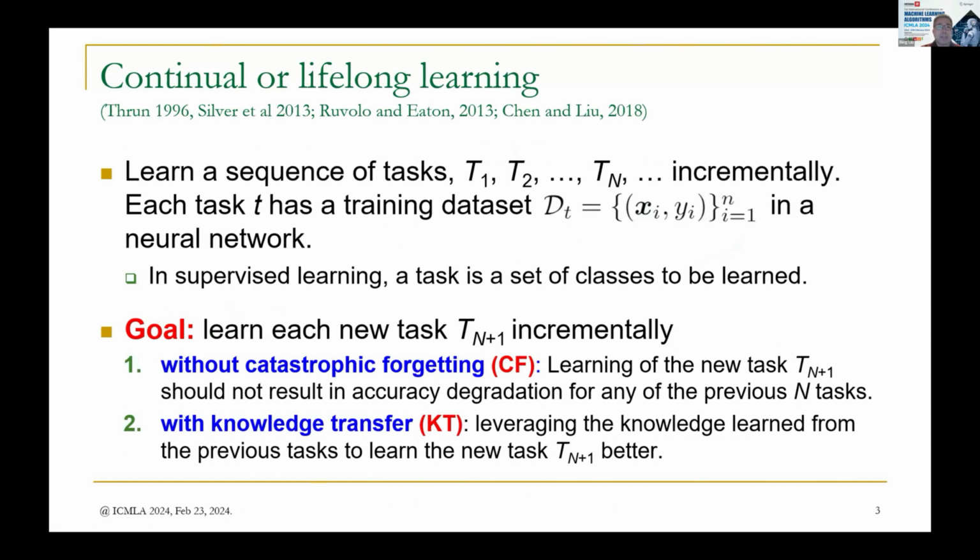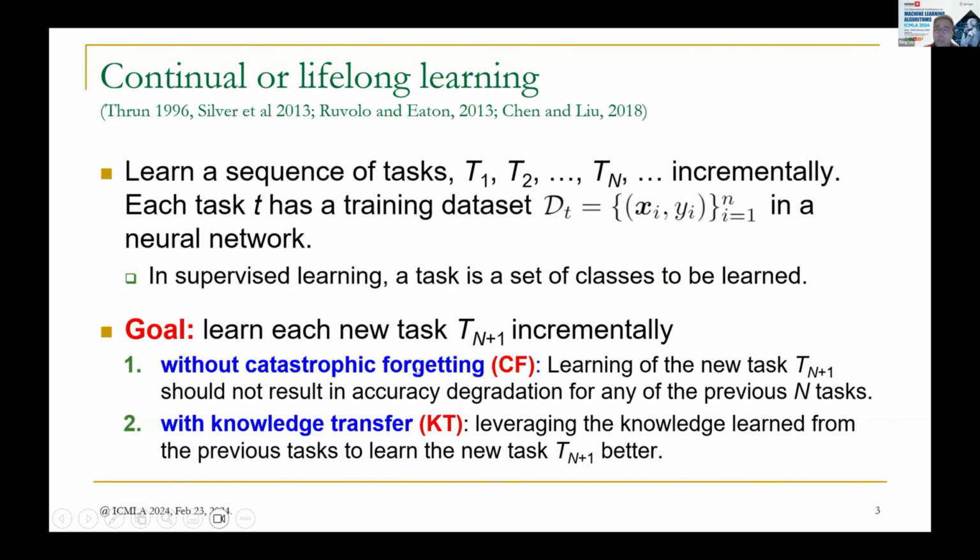Continual learning is defined in a fairly simple way, which basically means it learns a sequence of tasks incrementally, and each task is a training data set. We're talking about supervised learning here, though of course it can be unsupervised learning as well. We have a data set for each task, and normally we do this with neural nets, but of course we can also use support vector machines or other techniques. So what is a task? A task in the supervised setting is essentially a set of classes to be learned. As time goes by, we learn lots of classes, and a set of classes is sometimes called a task, because this set of classes may have some relationship with each other, or may be performing a specific task. The goal is to learn each task incrementally without catastrophic forgetting.